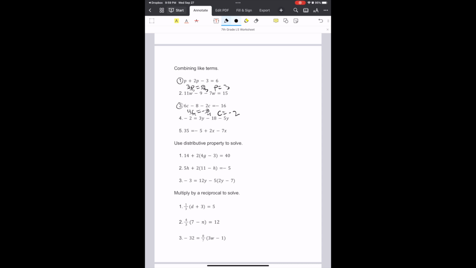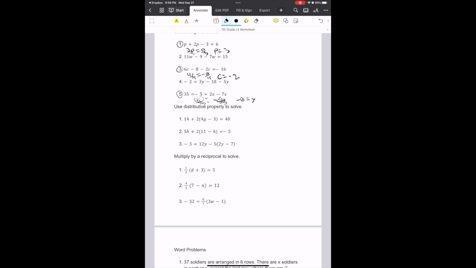Then finally we'll do number 5. 35 is equal to negative 5 plus 2x minus 7. You're going to combine like terms: negative 5 minus 7 is equal to negative 12, so 35 is equal to 2x minus 12... Then add 5 to both sides, which gets you 40 is equal to negative 5x. Divide both sides by negative 5, and you get negative 8 is equal to x.